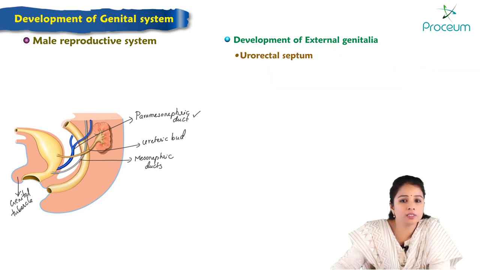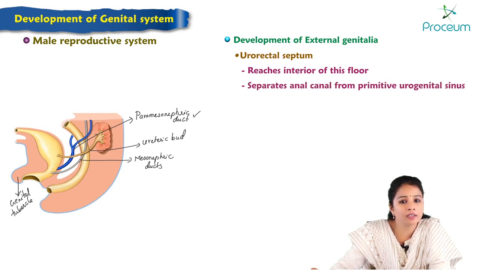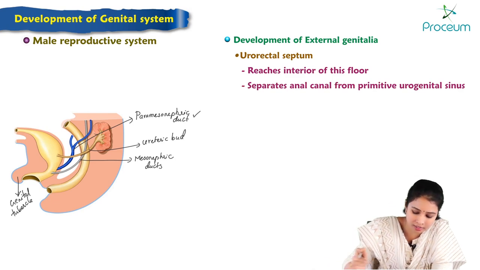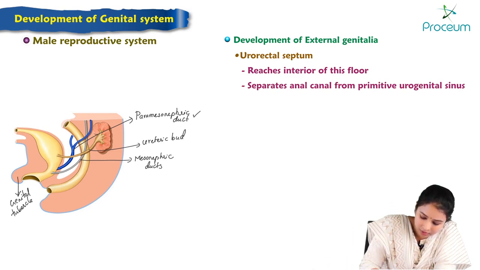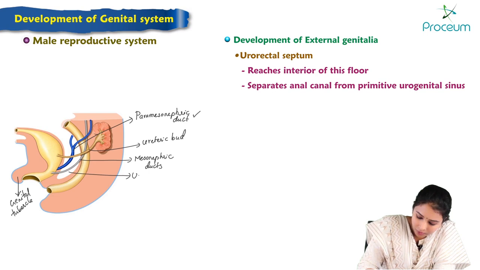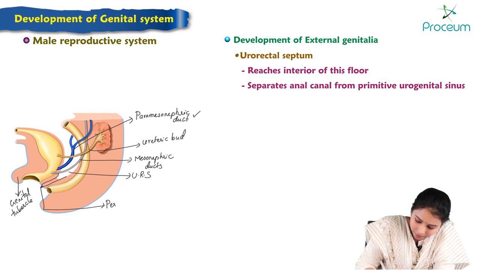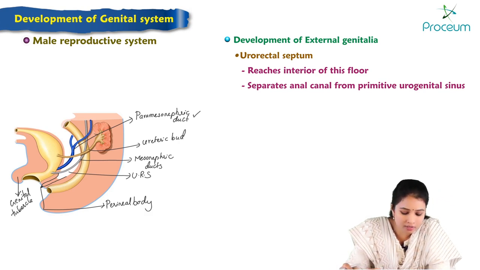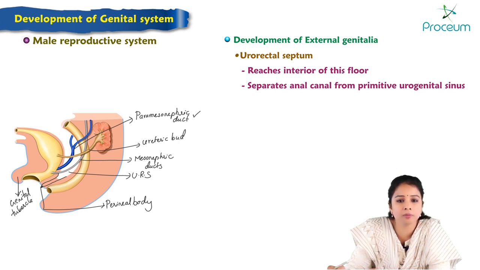So, when the urorectal septum reaches the interior of the floor to separate the anal canal from the primitive urogenital sinus, we can see the urorectal septum reaches till the floor here and touches here to form the perineal body. So, it divides the cloacal membrane into two parts, that is the anterior urogenital membrane and the posterior anal membrane.